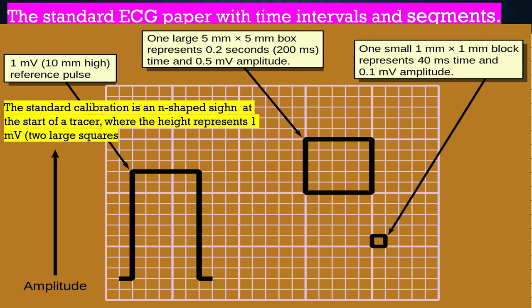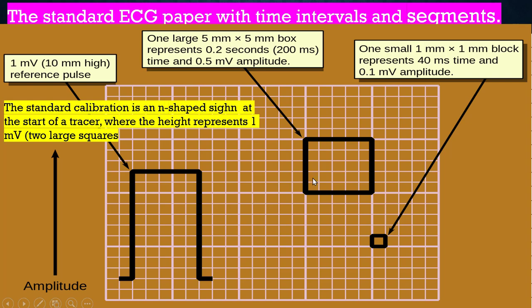You can see that it contains 2 big squares. 1 big square vertically is equal to 0.5 millivolt, and this will appear on the ECG paper during recording.